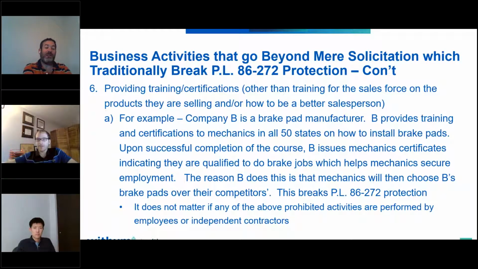And again, the reason the company did this is that, in theory, the mechanics they trained would choose that company's products over their competitors' when they went to do a job. But doing this broke their 86272 protection in all 50 states. I'll throw out that, when you're dealing with these activities that break 86272, it really doesn't matter if an employee does it or an independent contractor does it. If someone is engaging in these activities on your behalf in the state, that taint is permanent. That will not go away. And 86272 at that point is over. Moving right along.